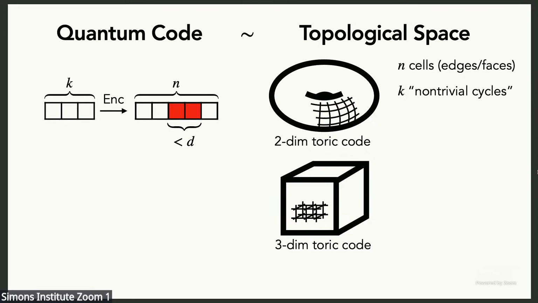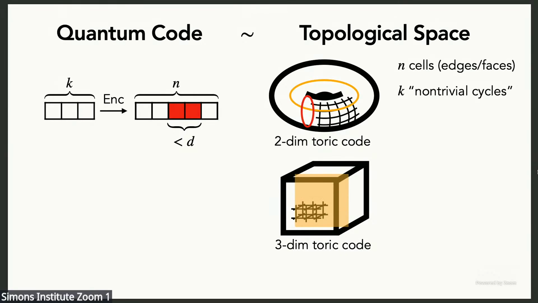Then the k logical qubits correspond, intuitively, to non-trivial cycles in this topological space. So for instance, in the 2D toric code, we have 2 non-trivial cycles. We have a cycle that goes around the torus this way and one that goes around the other way. And by non-trivial here, I just mean that you can't fill in the interior of the cycle, or this cycle is not the boundary of any region within the topological space. So you could imagine we take a very small region of the torus and take its boundary, and it'll be a really small loop on the surface of the torus. We won't count that as a non-trivial cycle. That will be a trivial cycle.